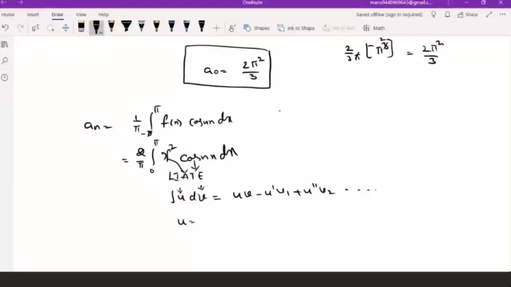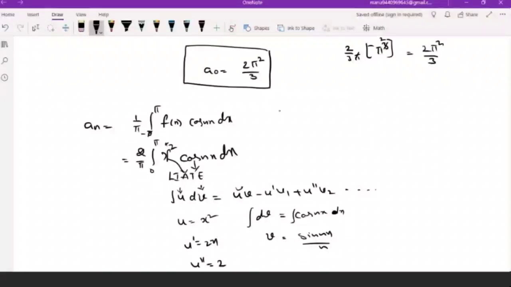So we are assuming u is equal to x square and dv is equal to cos nx dx. So when we are doing the integration of this part, first we have u. Then we have to find v. V means we are doing the integration, that is equal to sin nx by n, since the integration of cos is sin. Next, u dash. U dash means we are differentiating u, that is equal to 2x. Then u double dash is equal to 2.